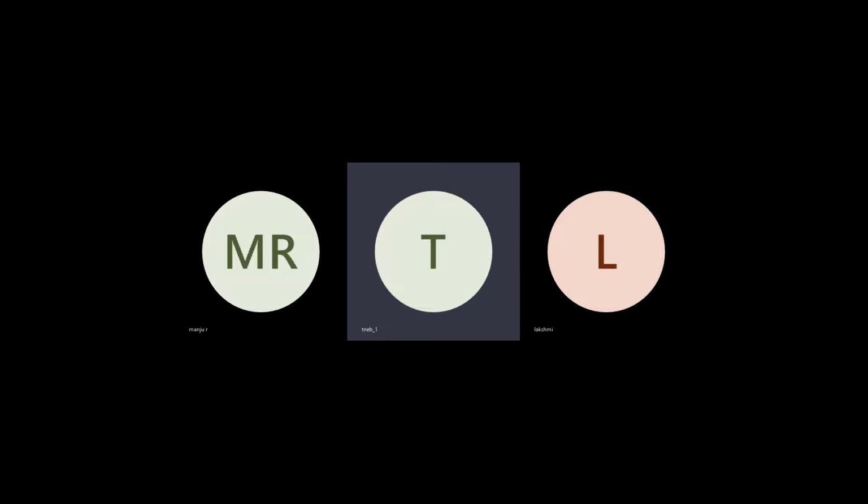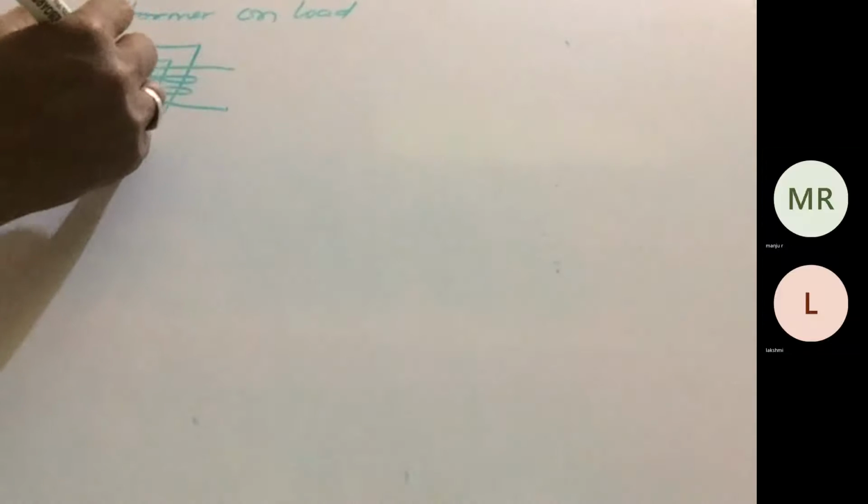Transformer on load condition, we can see. Okay, transformer on load. So we are taking the transformer, and the winding which is connected across the supply mains is known as the primary winding. The winding which is connected across the load is taken as the secondary winding.